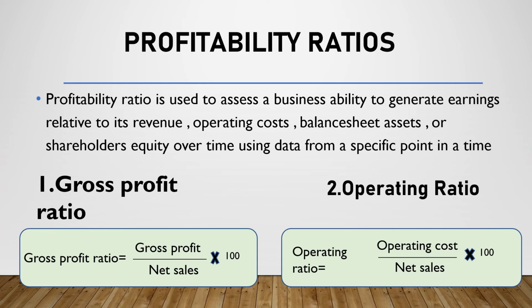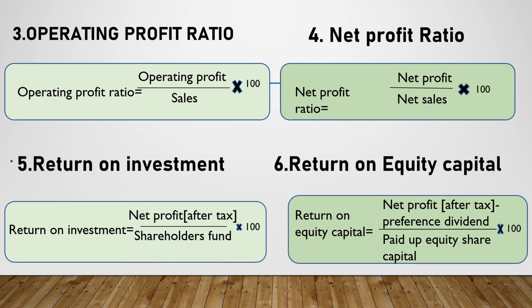The second is the operating ratio. Operating ratio is calculated by operating cost upon net sales into 100. The third is the operating profit ratio. Operating profit ratio is equal to operating profit upon sales into 100. Fourth, net profit ratio. Net profit ratio is equal to net profit divided by net sales into 100.